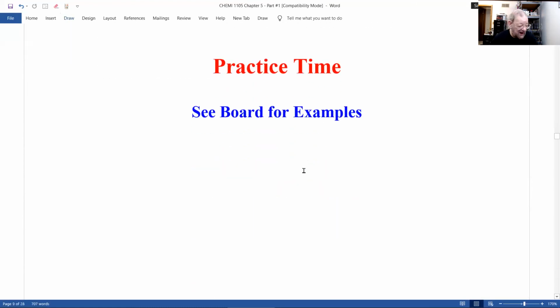And we're doing some practice time. We'll do more tomorrow. Because if I look at the clock, we're just about out of time.